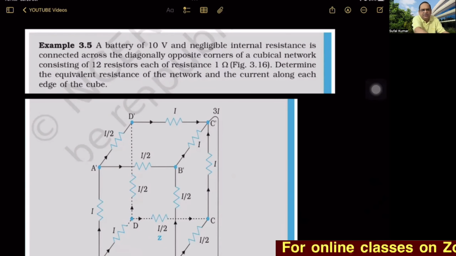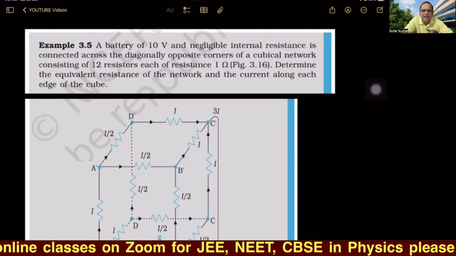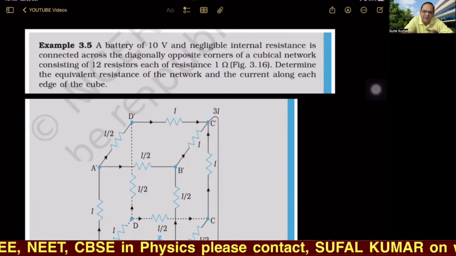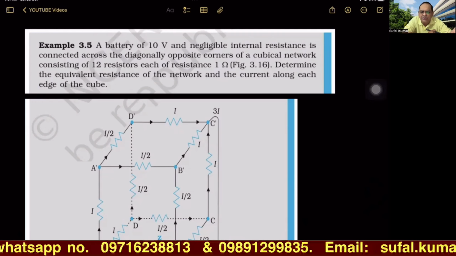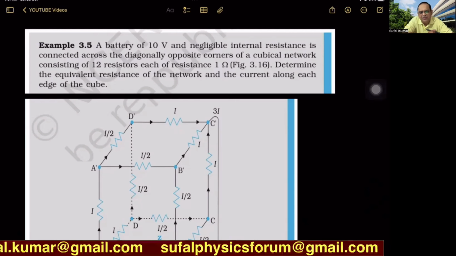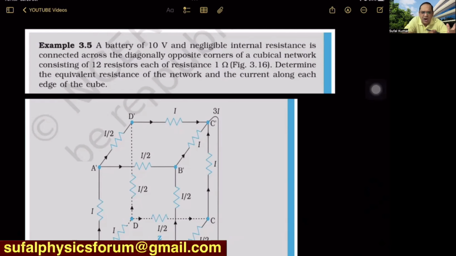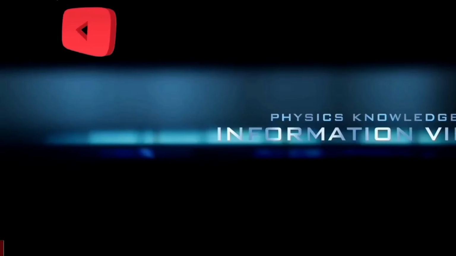So here comes 3.5. What is given in this problem? We would be needing Kirchhoff's law, and for that we have already covered in theory how to tackle Kirchhoff's junction rule and Kirchhoff's voltage law, both the laws. You can go through that from my current electricity 05.